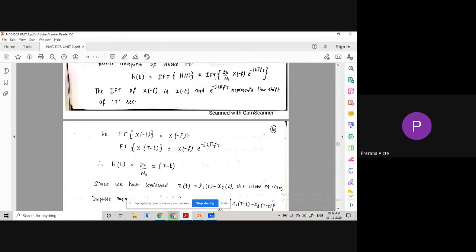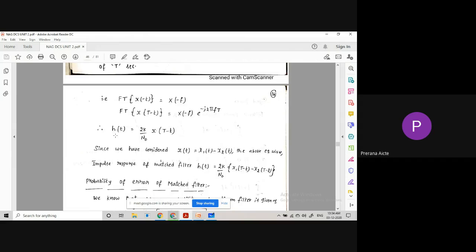The Fourier transform of x(-t) is X(f). Similarly, a shift by T in the time domain leads to a corresponding phase shift in the frequency domain. Based on that, we write h(t) equals 2k/N0 into x(T - t). Because we will be having 2 bits of data, ones and zeros, x(t) equals x1(t) minus x2(t). Then we write the final expression for the impulse response of the matched filter as h(t) equals 2k/N0 into x1(T - t) minus x2(T - t).